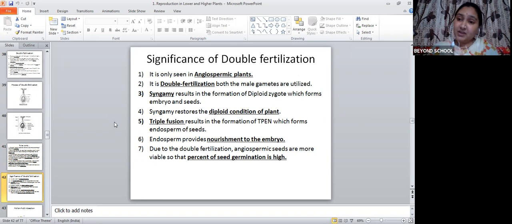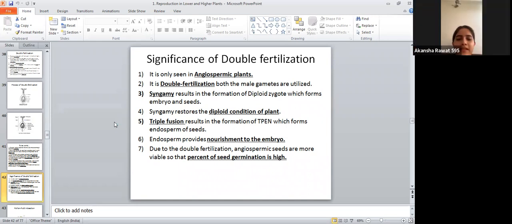Now this double fertilization is only seen in seed, flower and fruit bearing plants, which we call angiospermic plants. Am I right, Akansha? Yes.